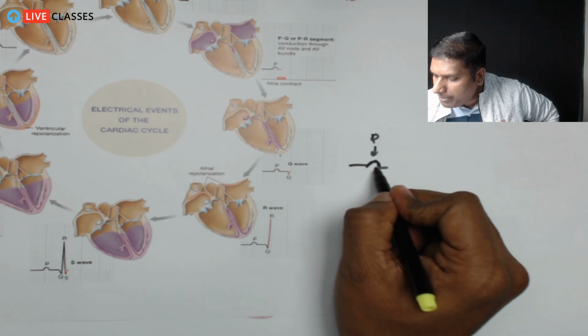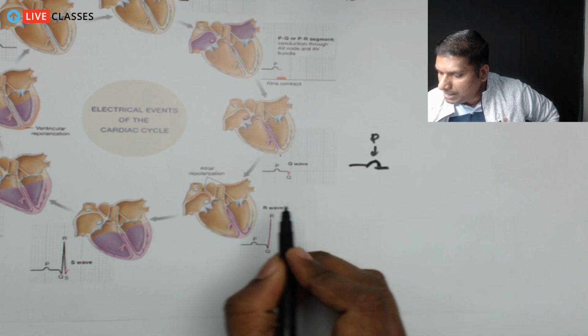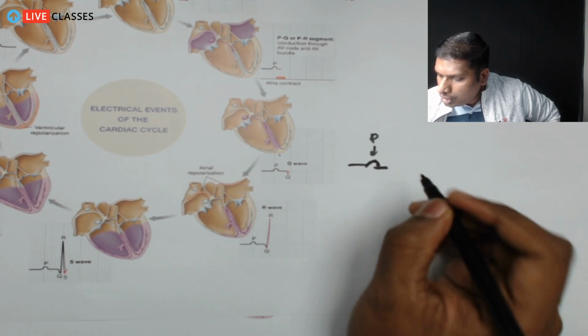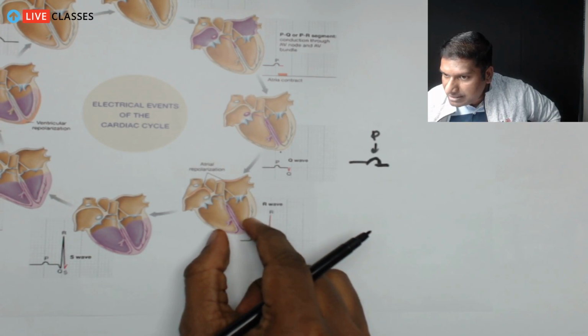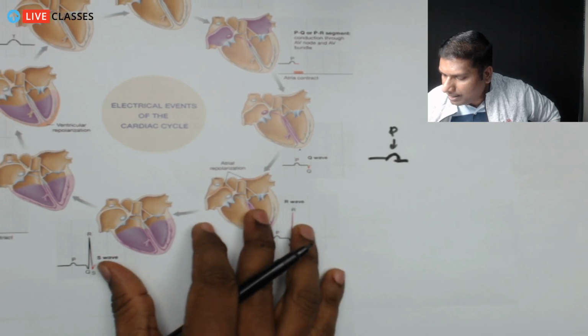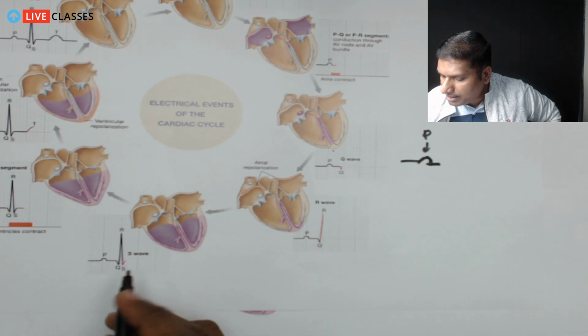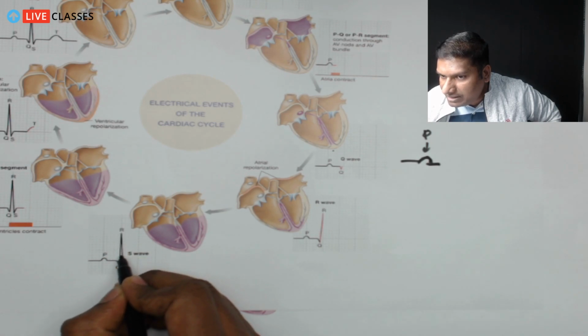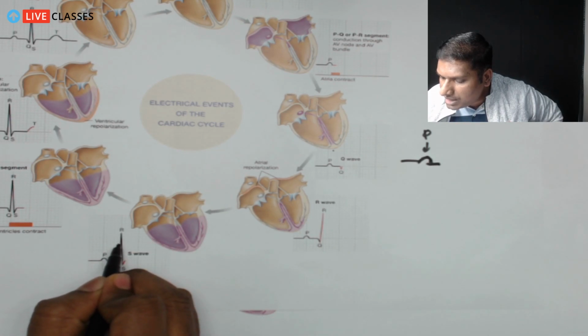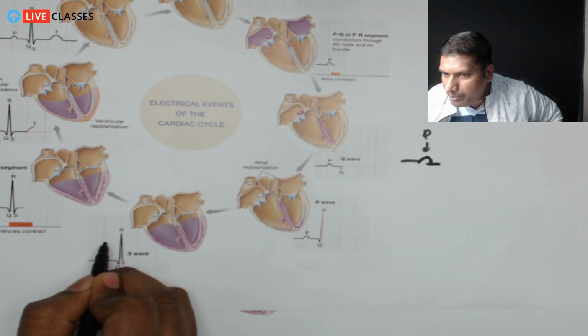Then they came back to the normal. Okay, and then you see a peak building up. Now what happens? The signal is spreading all over the heart. So you see the peak raising here. Okay, and this peak over here corresponds to your ventricular depolarization.